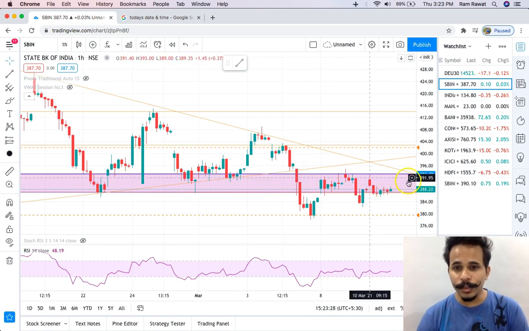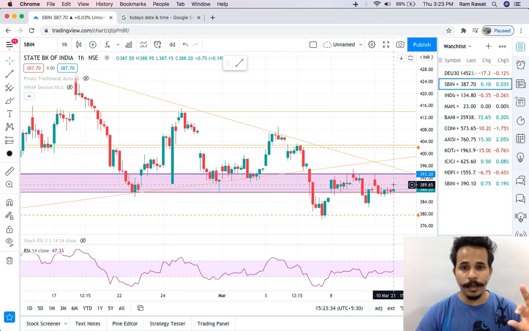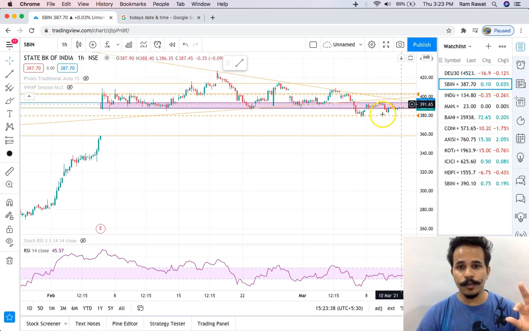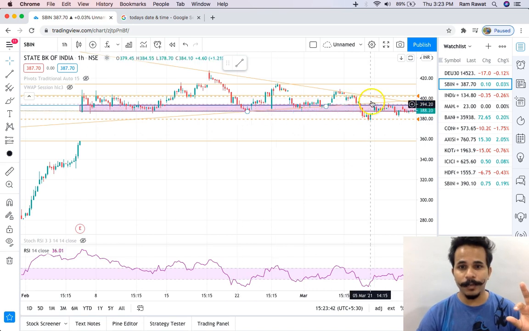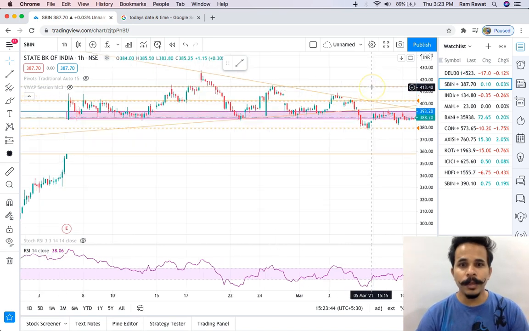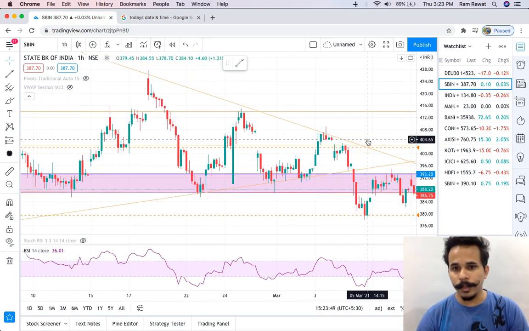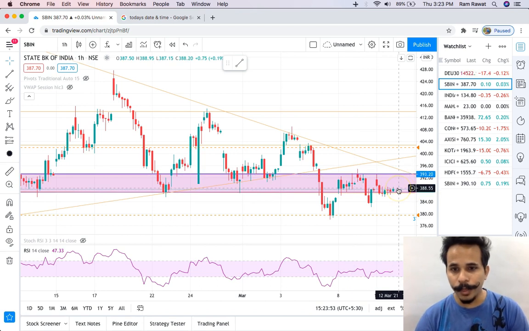Okay, and this zone, this rectangle I created, is a support zone for the last 1 month. If you see the chart, the stock is consistently getting support on this level, in this zone. So this was our pattern. There was a breakout at this point. Now we have to study what is happening over here.